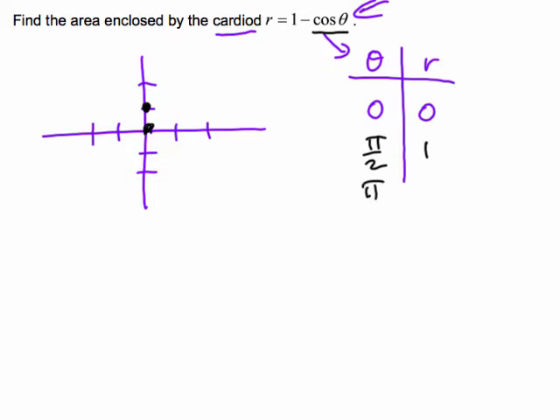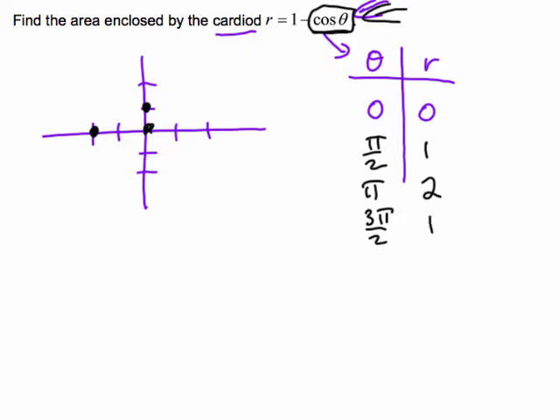Let's go to pi. Cosine of pi is negative 1. 1 minus negative 1 would be 2. So at an angle of pi, I'd have a radius of 2. The point would be there. 3 pi over 2. Cosine of 3 pi over 2 is 0. 1 minus 0 is 1.